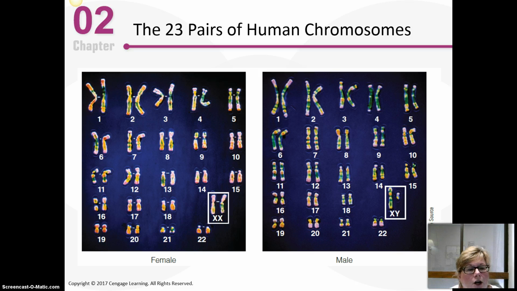All right, so here are your 23 pairs of human chromosomes, and you'll see that the one in the box is the 23rd pair that's going to determine the sex of the child, the gender of the child. So you'll see female is XX, male is XY. The first X is what's always given from the biological mother. The second one is what the biological father contributes. If he contributes an X, you have an XX, so the child will be female. If he contributes a Y, then you have an XY, and the child will be male.